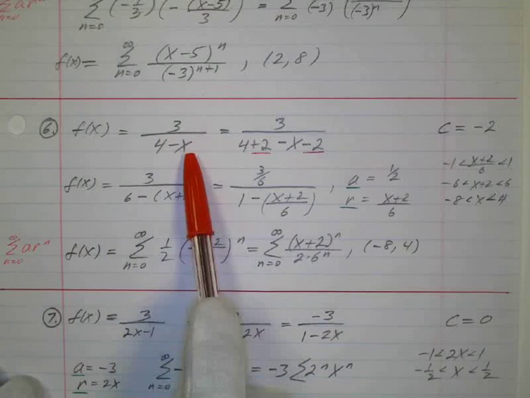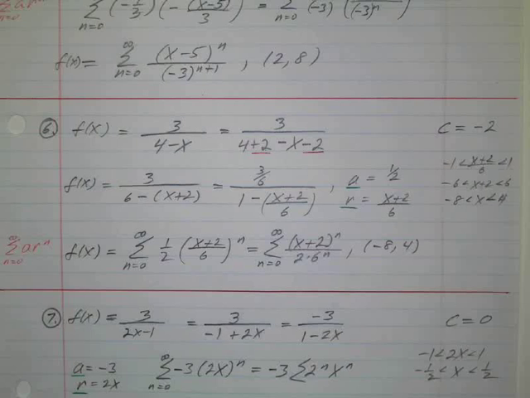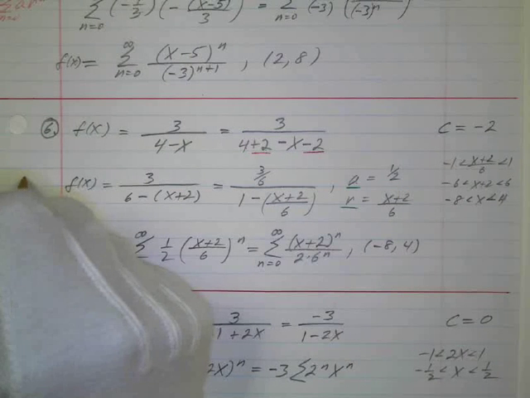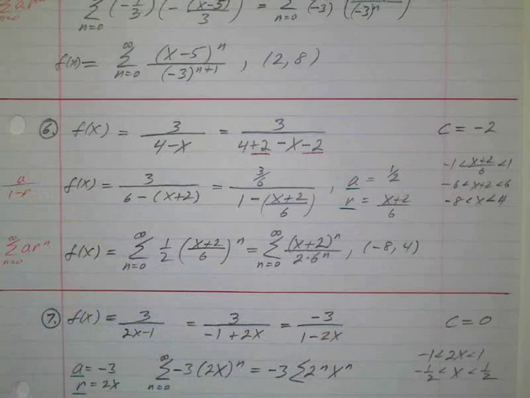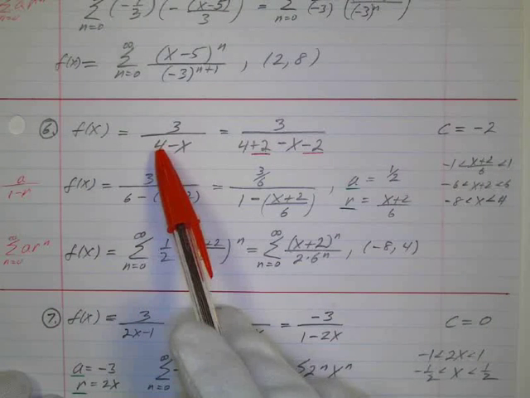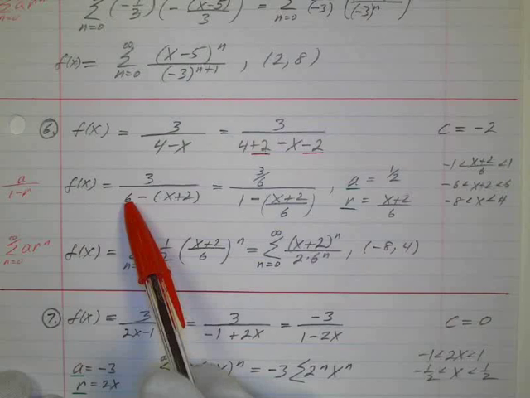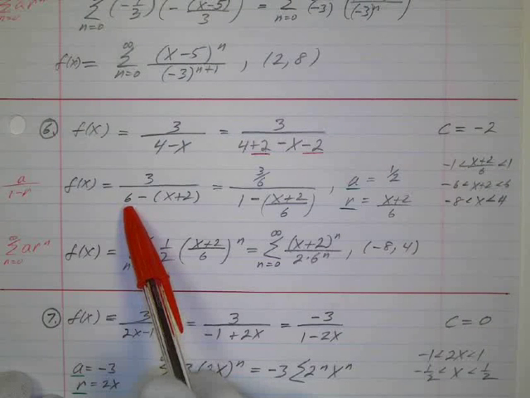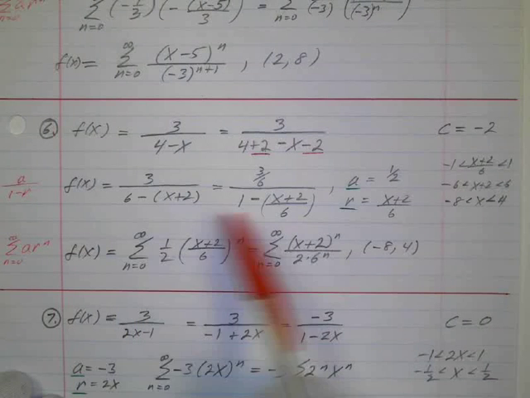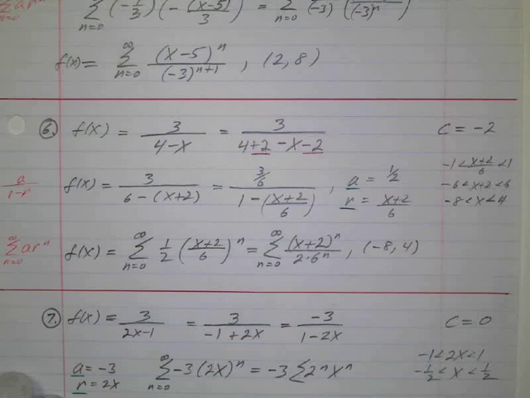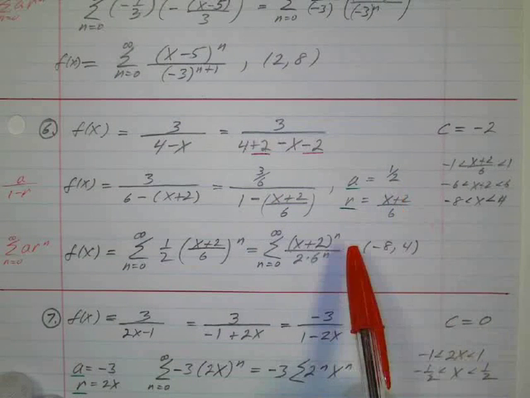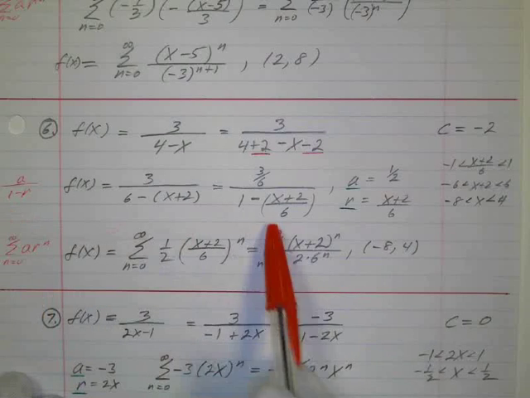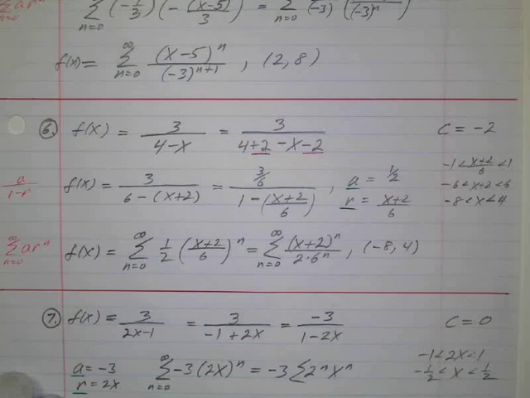a over 1 minus r. So this is the form we want. So we need to have a 1 here, or here I should say. So we need to divide by 6. I divide everything by 6: 3 over 6, 6 over 6, and x plus 2 over 6. And now I have this in the nice form I want. 3 over 6 is 1/2, and that's my a. And this is minus r. So my r is going to be x plus 2 over 6.